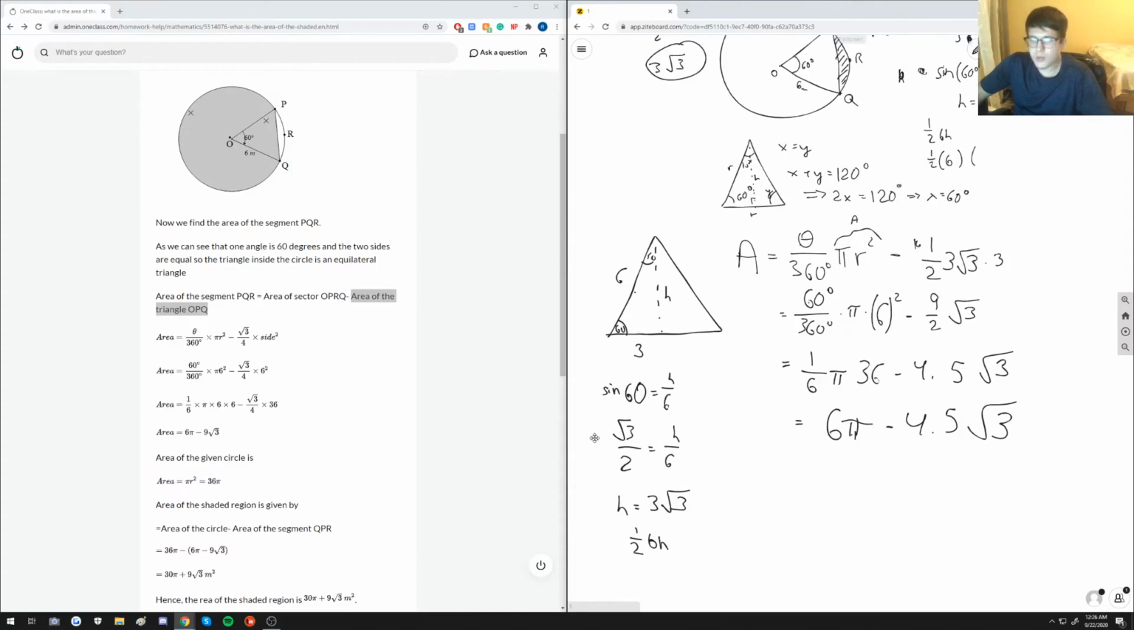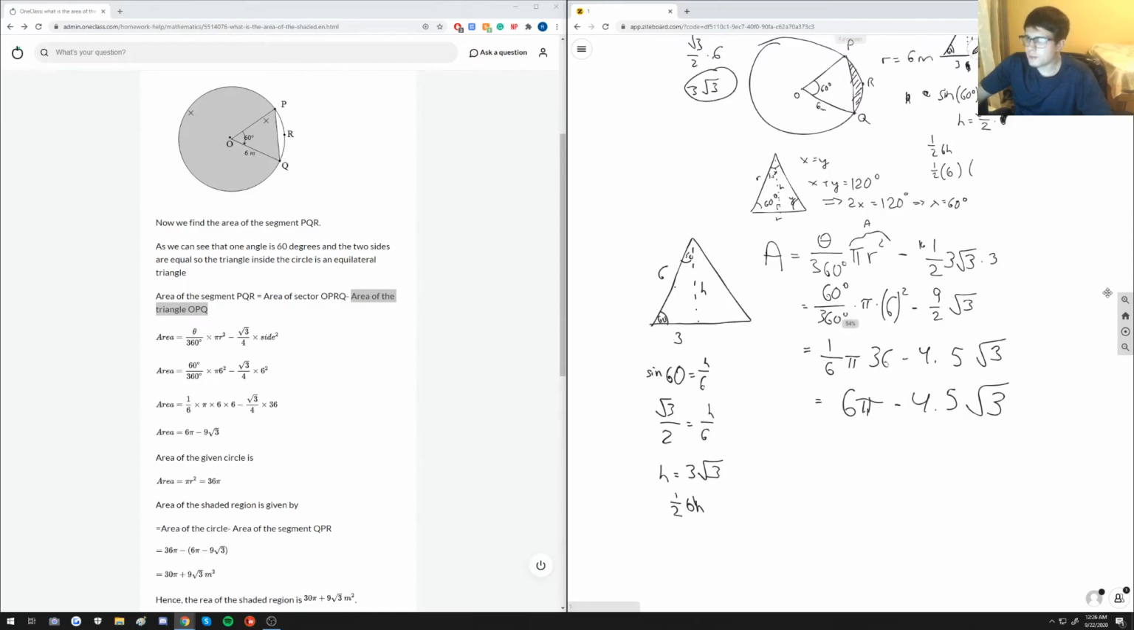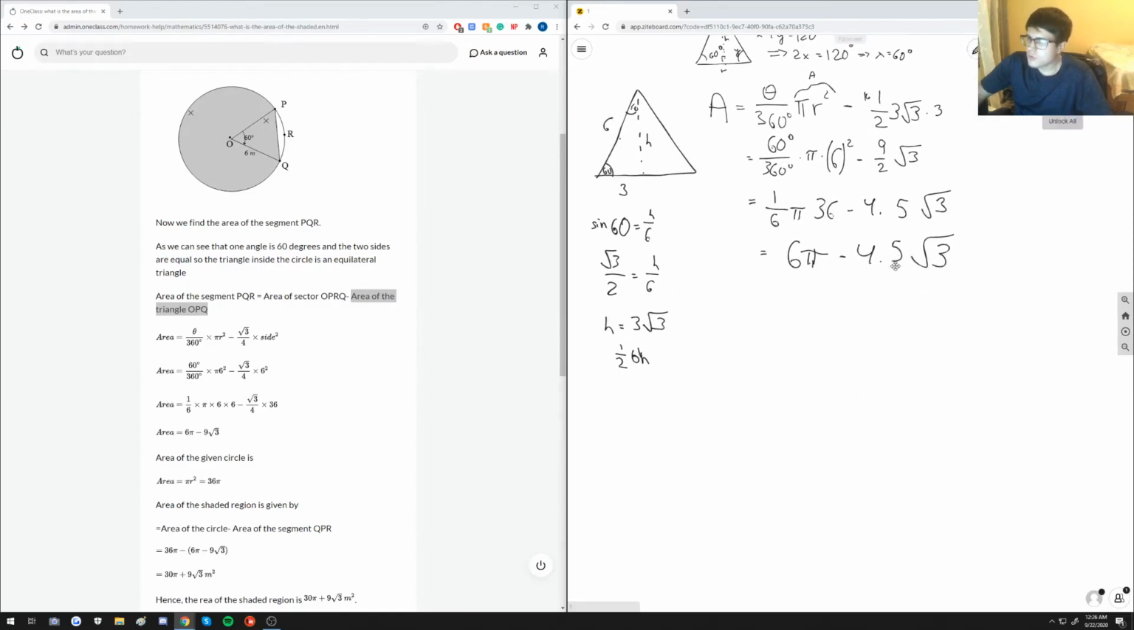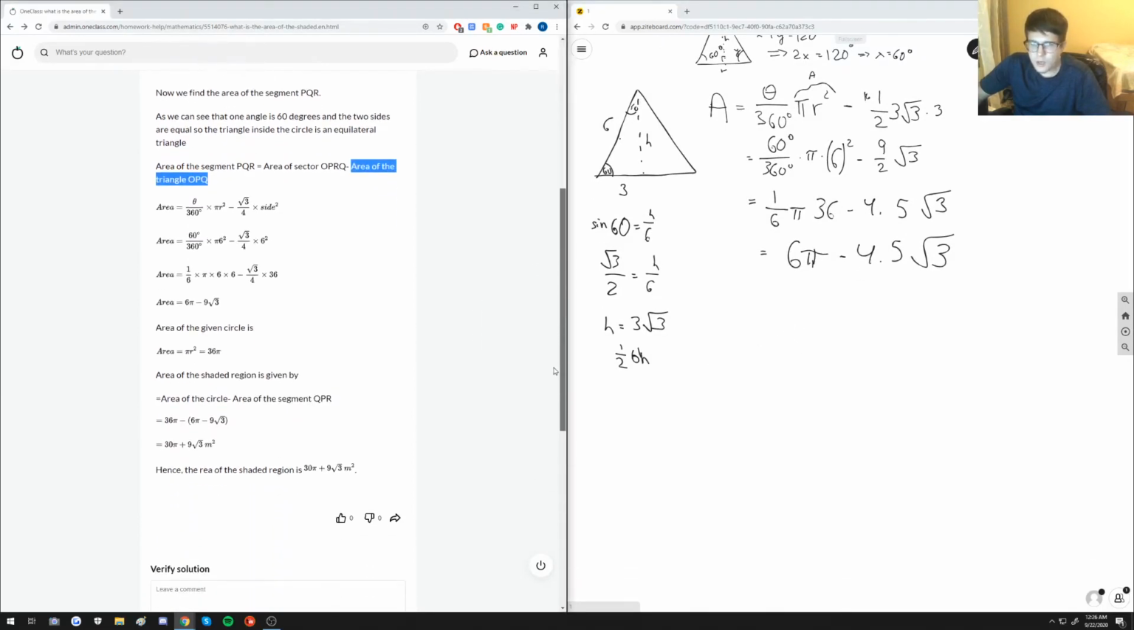So I think this is where we might have gone wrong in this problem. It's that they did not divide by 2 for this term right here. So as you can see here, I believe that this should be 4.5 root 3. So let's just continue on with the problem. And we are going to get the following. Area of the given circle, yes. So this is just the area of the small part, or I apologize. Yeah, this is the area of the small part.